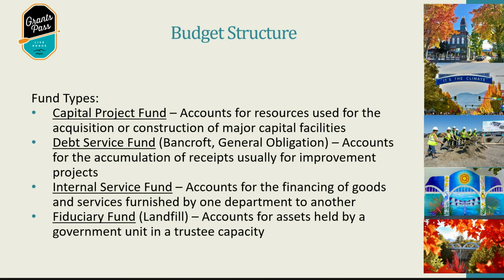There is the capital project fund, which accounts for resources used for the acquisition or construction of major capital facilities. We have some debt service funds, which account for the accumulation of receipts, usually for improvement projects. There are internal service funds, which account for financing of goods and services furnished by one department to another. An example of an internal service is finance, city manager. We consolidate all those into one area because it's cheaper for us to organize that way than every department getting their own accountant. So we consolidate those resources that Aaron's talking about. And then we have other funds like fiduciary funds, which is like the landfill, that account for assets held by a government unit in a trustee capacity.